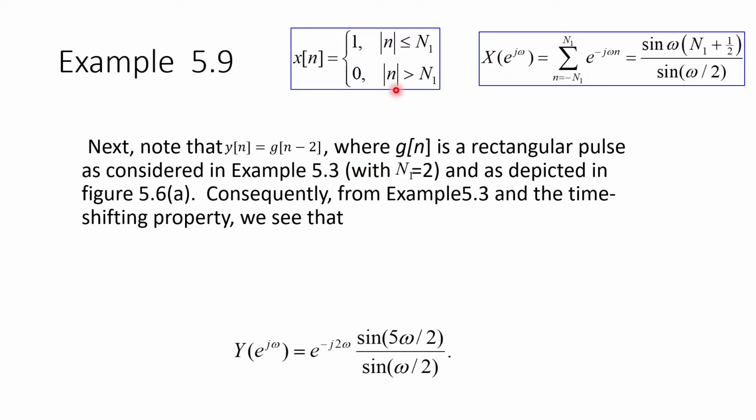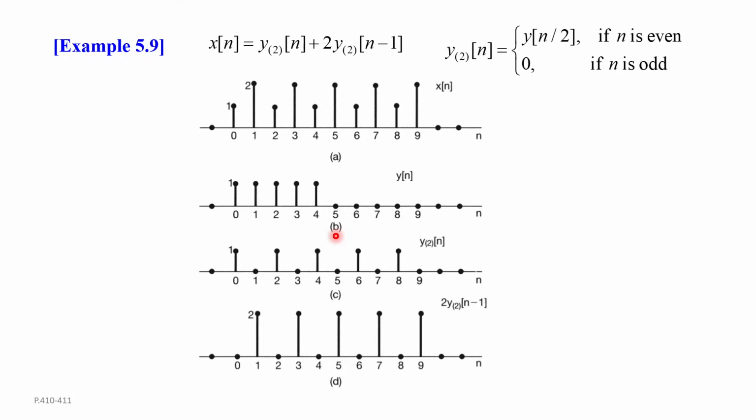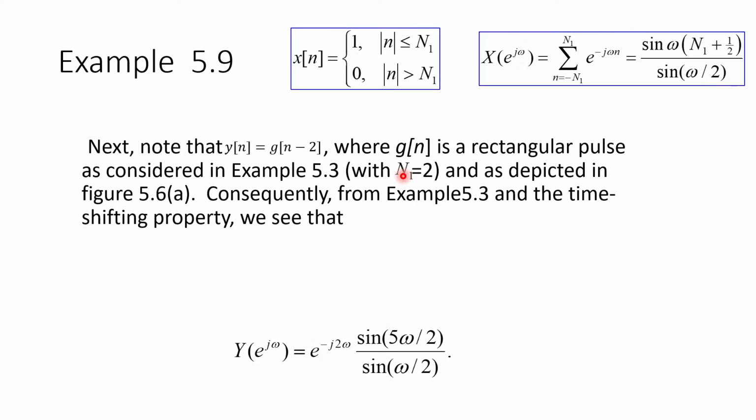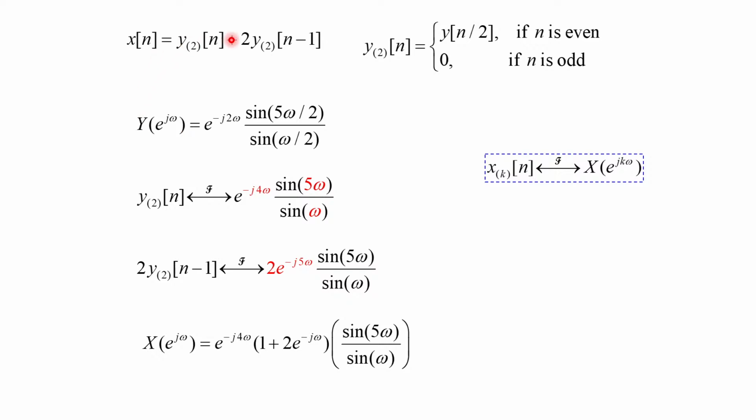We already know the Fourier transform of the square wave. This is sine over sine, so we can directly write down the Fourier transform. And because of a time delay, you get an extra e to the minus j omega times 2, so it's minus j2 omega.